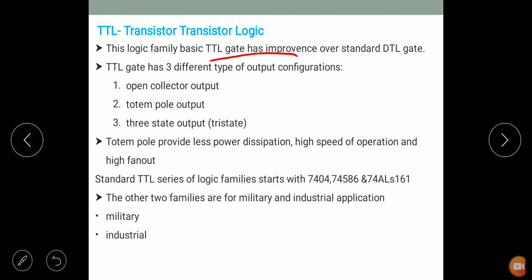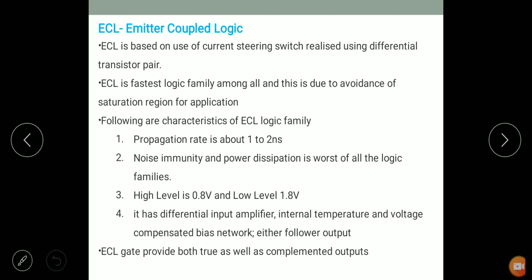Okay, then the ECL family, ECL, that is emitter coupled logic. ECL is based on the use of a current steering switch realized using a differential transistor pair. ECL is the fastest logic family among all, and this is due to the avoidance of saturation, that is the hard saturation region, in its operation. Following are the characteristics of ECL logic families. Propagation delay is about 1 to 2 nanoseconds.